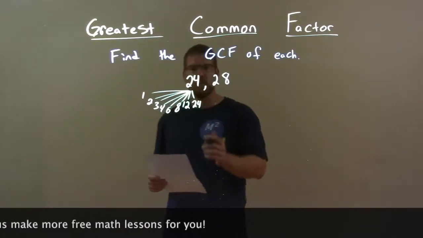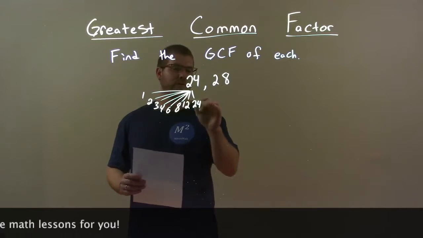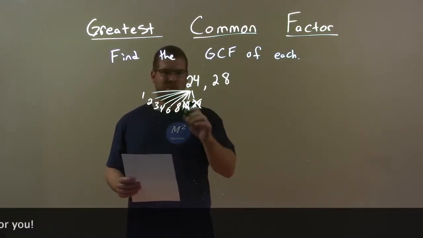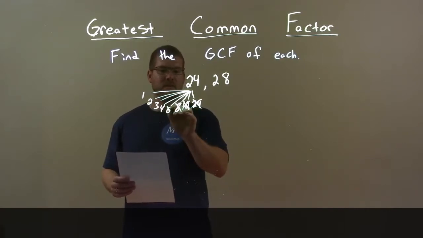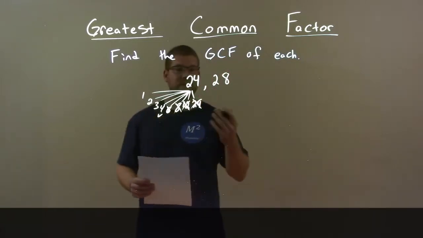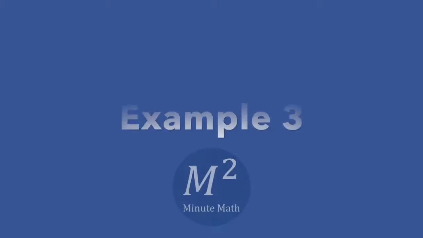So now, let's go see which one of these also goes into 28, right? 24, no, can't go in evenly. 12 doesn't, too far off. 8 doesn't go into 28 evenly, don't got that. 6, no, but 4, yeah, 4 goes into 28, right? That's going to be 7 times. So 4 here is my final answer.